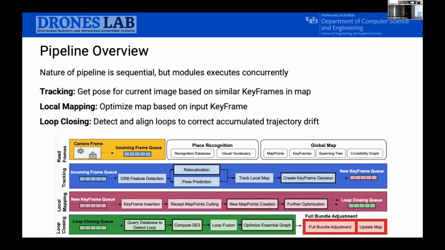image is novel enough. In the circumstances where it does save that keyframe, that information is passed to the local mapping module. The local mapping module will optimize the map based on that input keyframe. And additionally, the loop closing module will also run on every keyframe and will attempt to detect loops. If it finds a loop, it will align the loop to correct accumulated trajectory drift along the loop.